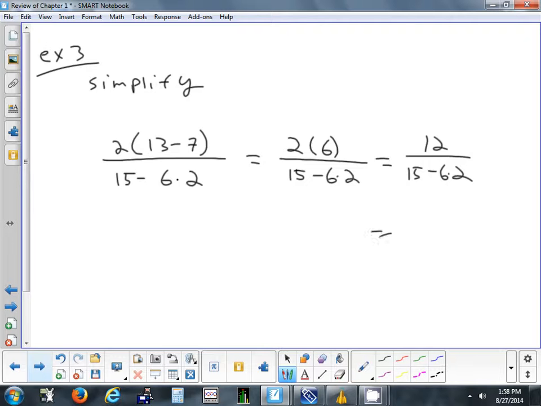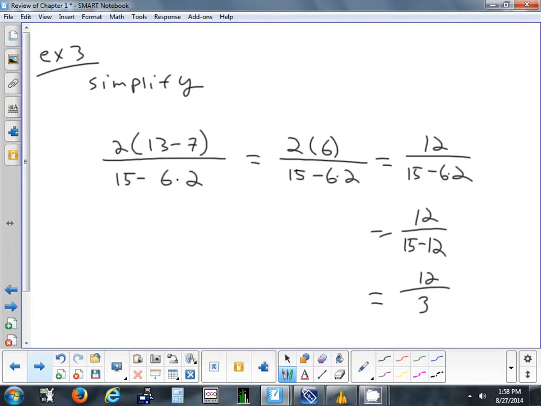Top's going to stay the same the rest of this problem unless we can reduce it in the end. But I'm going to keep it the same for now. Next step in the bottom. Do I do 15 minus 6 or do I do 6 times 2? 6 times 2, which gives me 12. 12 in the top. 15 minus 12 in the bottom. Okay, what next? Subtract 15 minus 12, what do you get?